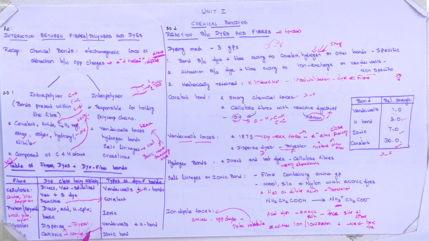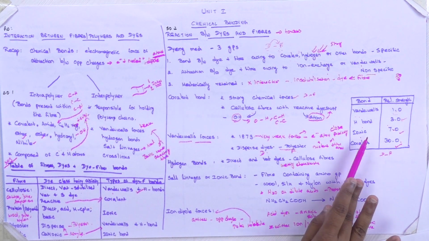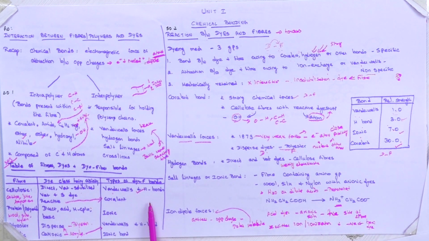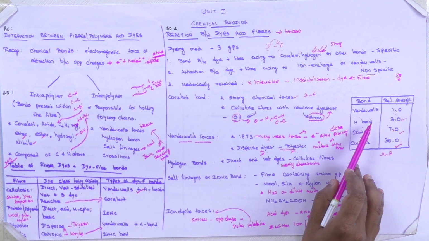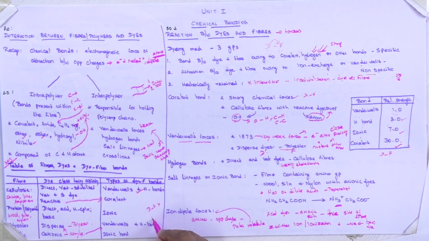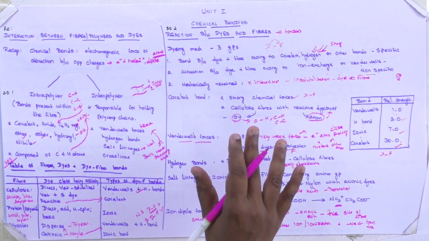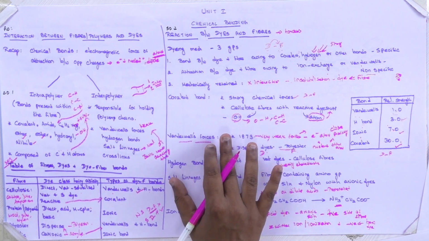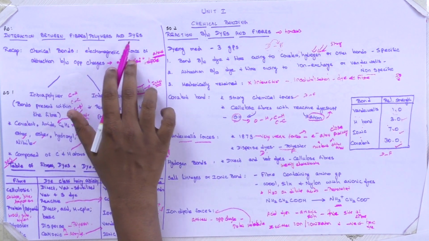So it depends on what type of fiber you are using and what type of dye you are using. Based on this, bonds will be formed, and if the bond strength is very high, such as covalent or ionic, then the dye-fiber interaction will be stable. Whereas if it is very weak, such as van der Waals forces or hydrogen bonds, weak bonds are formed. As a result, the dye-fiber interaction is not very good. When the bonds are strong, it is good; when it is not strong, then the dye-fiber attraction is weak. So this is about the first part of your interaction between dyes and polymers.